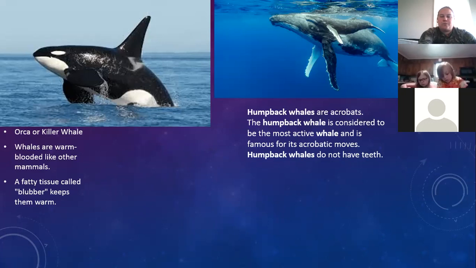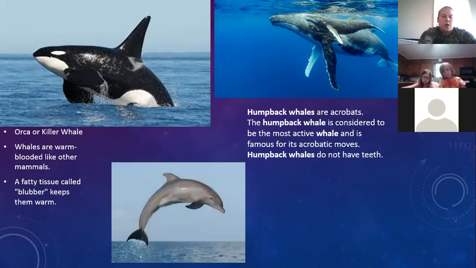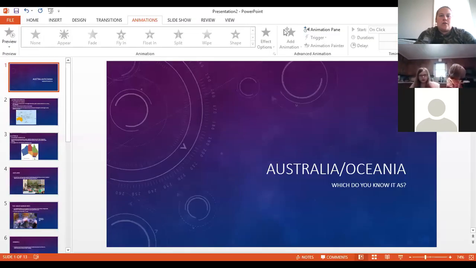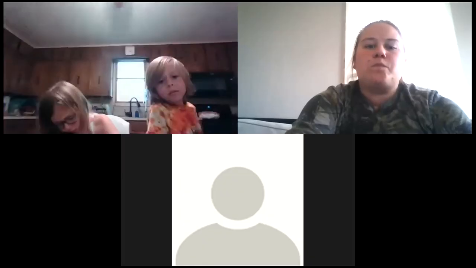Yep, you are right. And here is the last animal we are going to learn about today. What animal is that? Dolphin. So compared to other animals, dolphins are believed to be very intelligent. Dolphins are carnivores, which are meat eaters, and the bottlenose dolphins are the most common and well-known type of dolphin. And that is the end of the slideshow, guys.